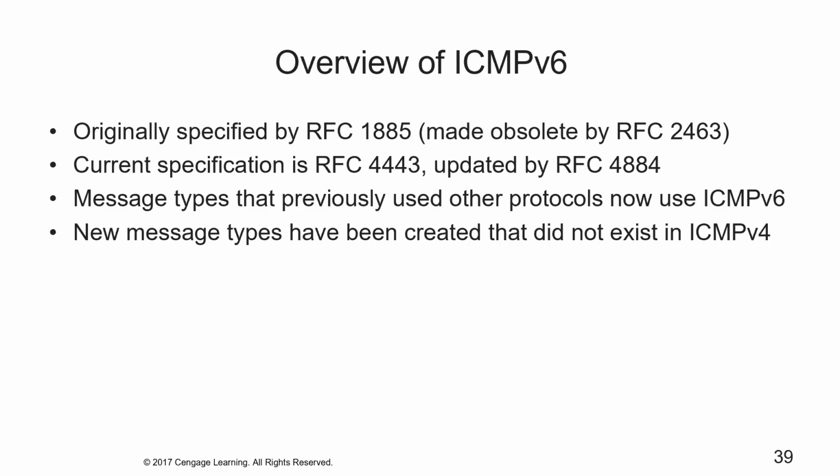So ICMPv6 was originally specified as RFC 1885, which was made obsolete by RFC 2463. The current spec is RFC 4443, Internet Control Message Protocol (ICMPv6) for Internet Protocol version 6 (IPv6) specification. RFC 4443 was updated by RFC 4884, extended ICMP to support multi-part messages. ICMPv6 is described as having message types and message type formats updated for use with the IPv6 protocol.